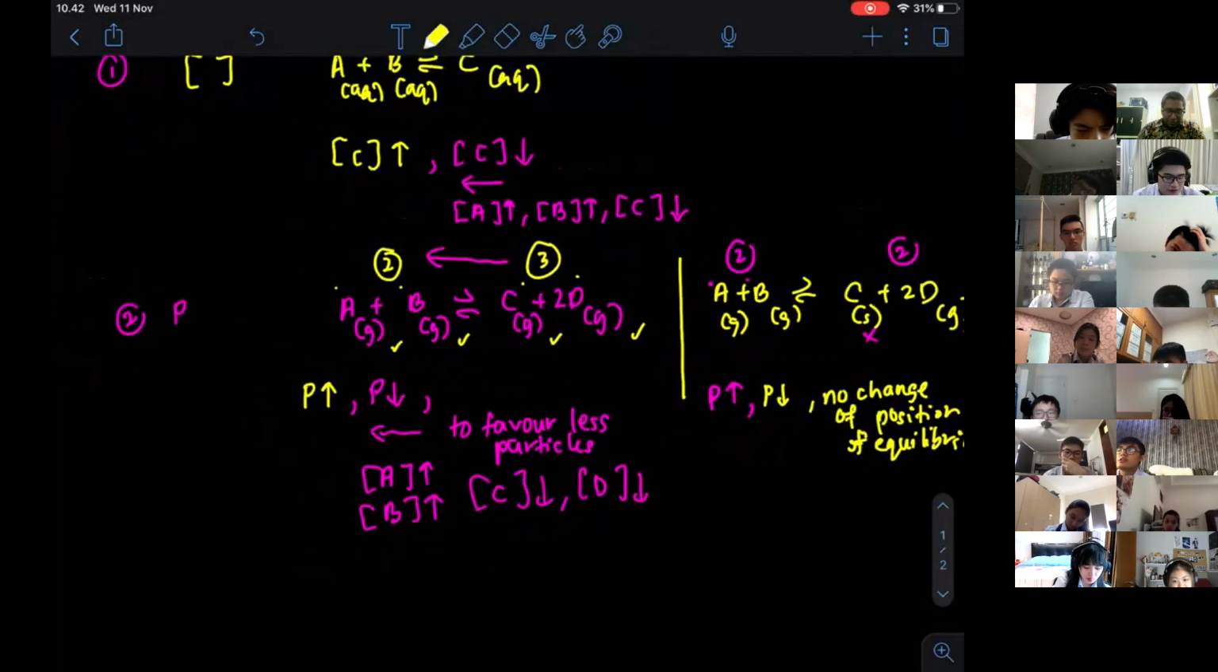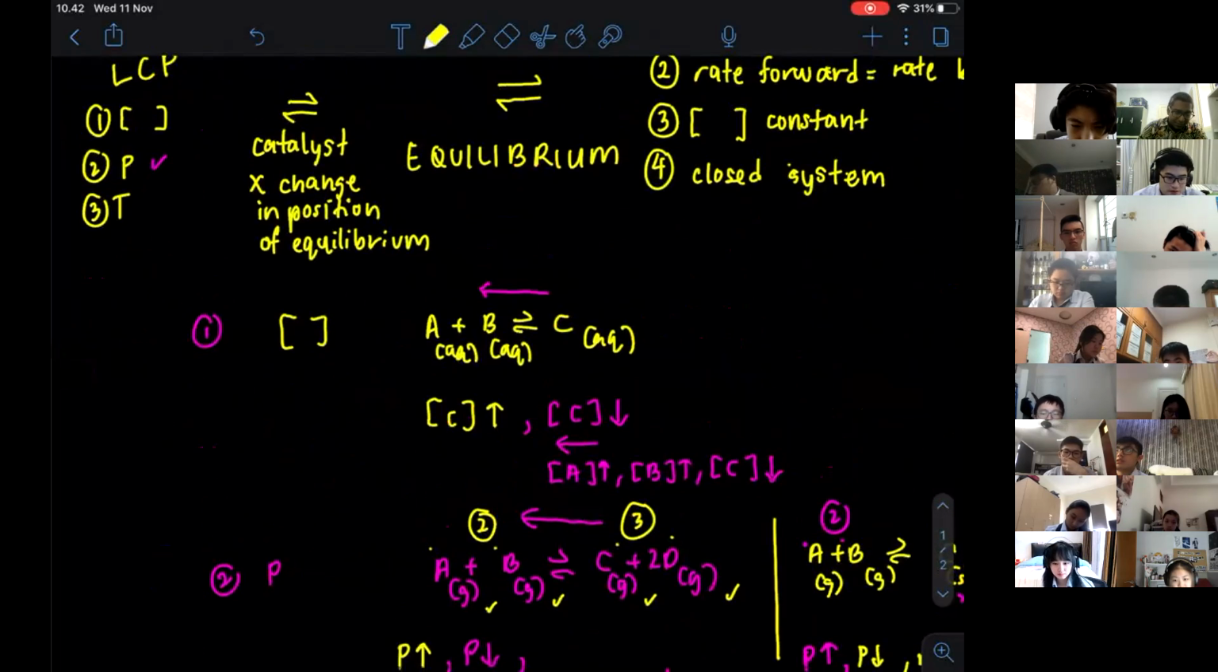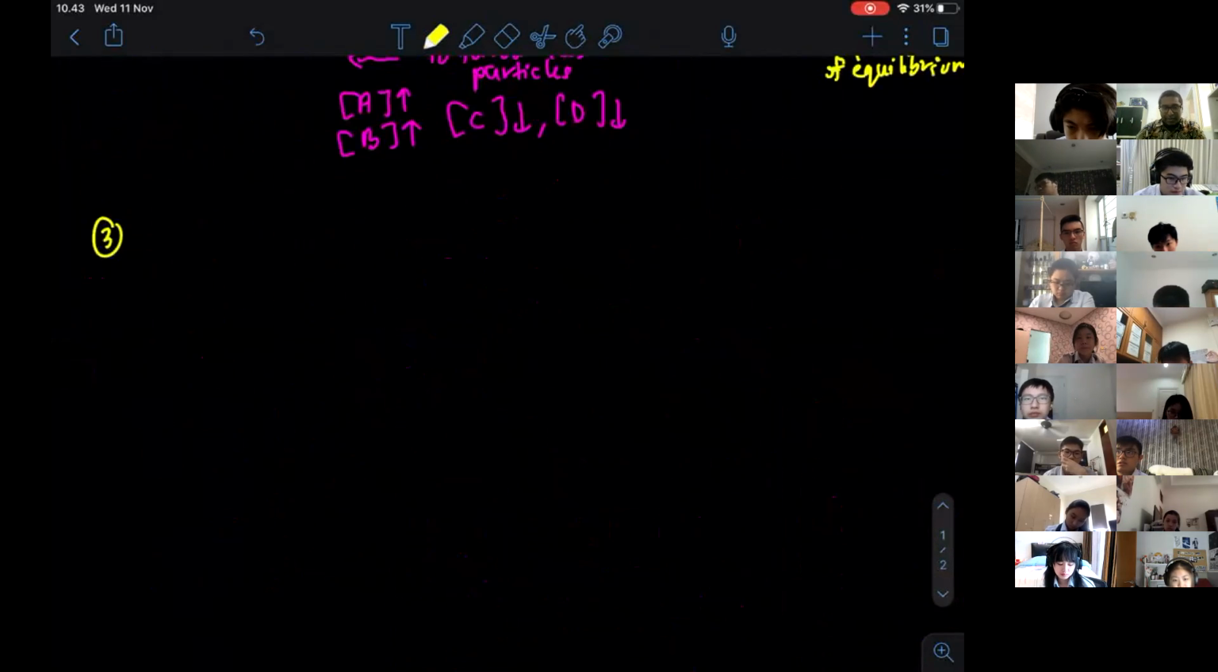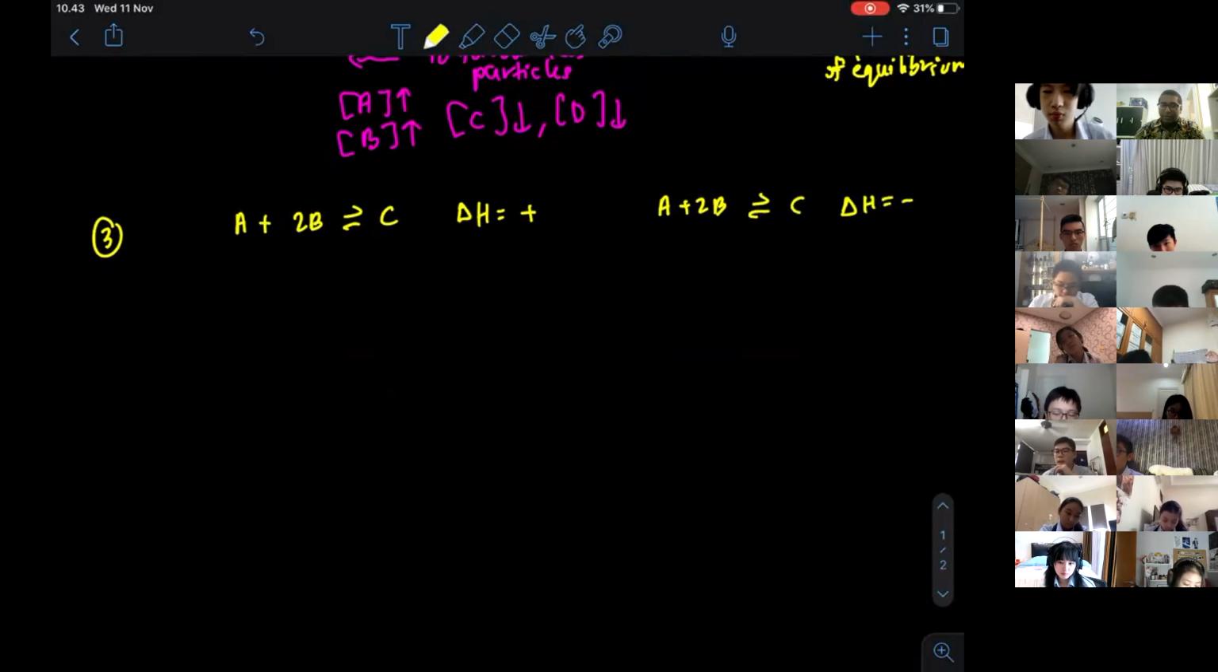So I'm going to actually show you number 3 now. I have showed you concentration, I have done pressure. So let's actually look at temperature. Let's say I have A plus 2B to give C, and let's say the delta H is positive, so this is going to be an endothermic reaction. I'll give you another example also, A plus 2B to give you C, and let's say now we are dealing with a negative delta H, exothermic. So 2 examples I'm going to discuss.